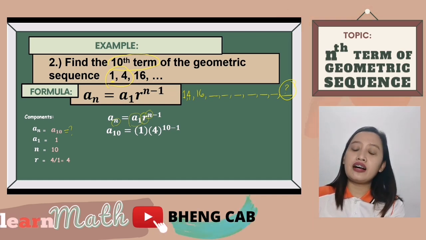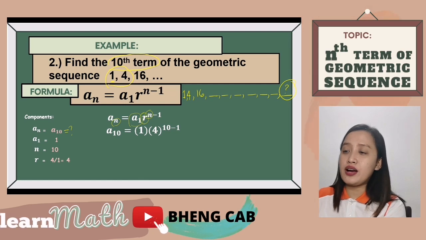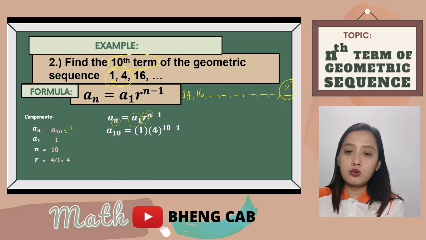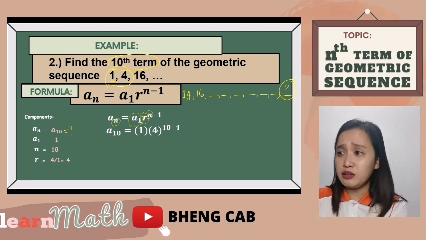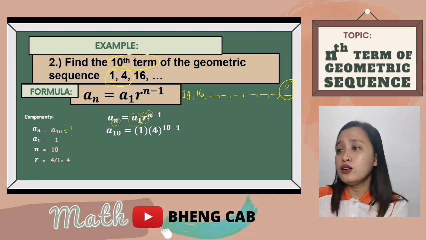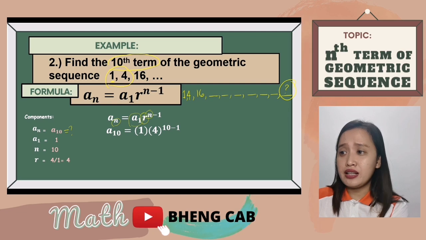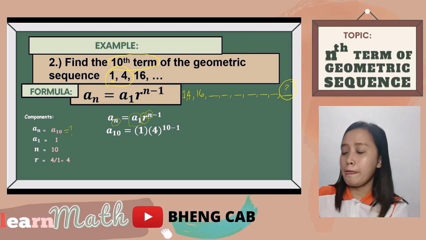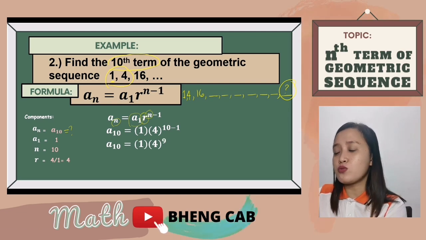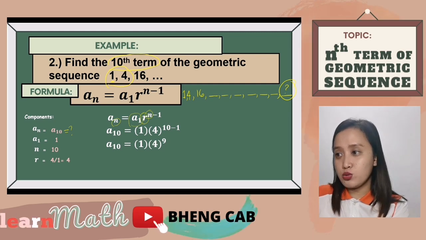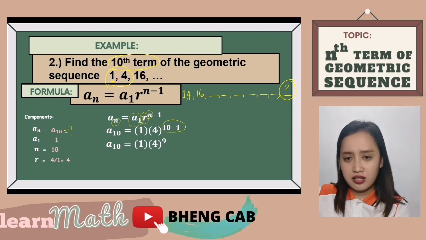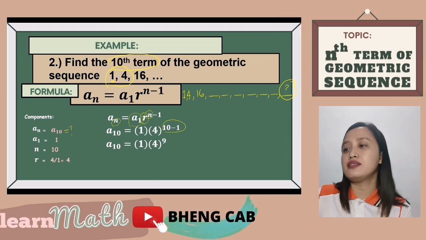A sub 10 equals 1 times quantity 4 raised to 10 minus 1. So, ulit, hindi natin i-multiply yung 1 and 4 kaagad. We have to simplify the exponents we have for this 4. Okay, a sub 10 equals 1 times quantity 4 raised to 9. So, yung 9 ay nanggaling lang dito sa 10 minus 1. Simple, mano-mano. 10 minus 1, 9.